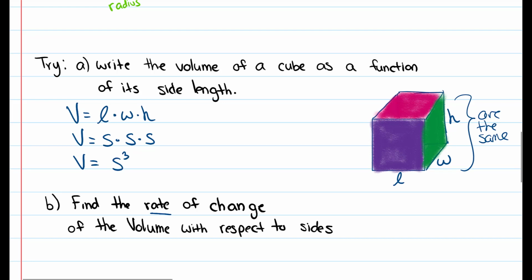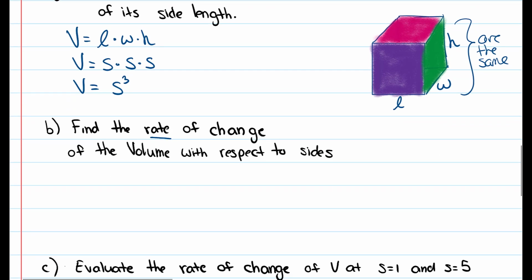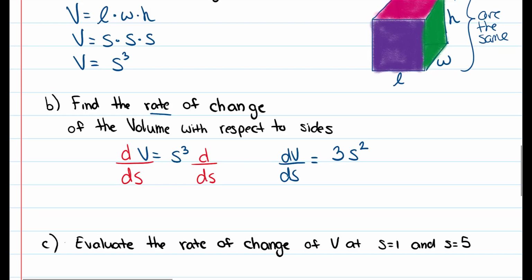And so the next thing I want to do is find the rate of change of the volume with respect to the sides. So I have volume is equal to s cubed. So I take the derivative of both sides with respect to s, because it's with respect to the side length. So I get dV ds is equal to 3s squared.